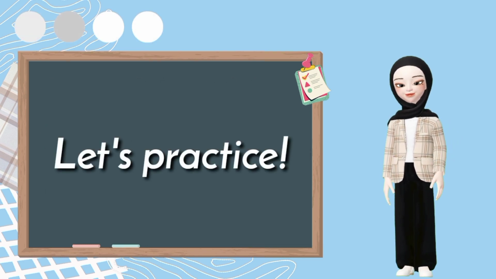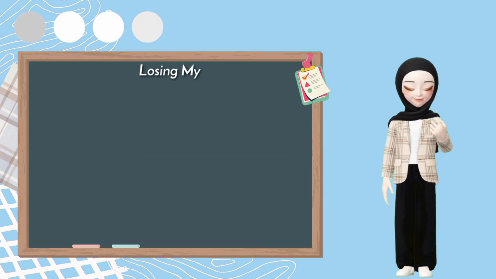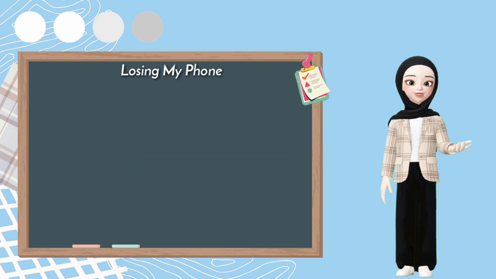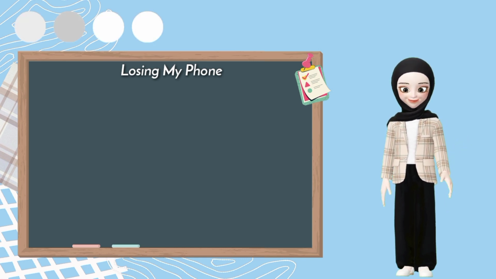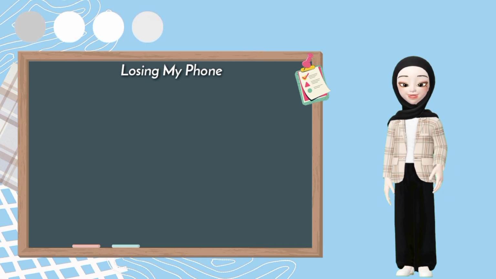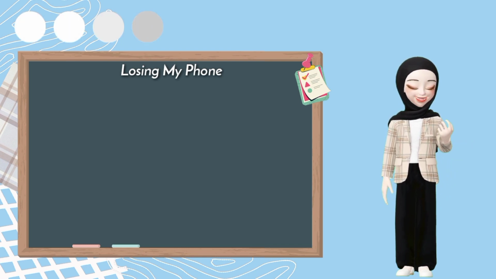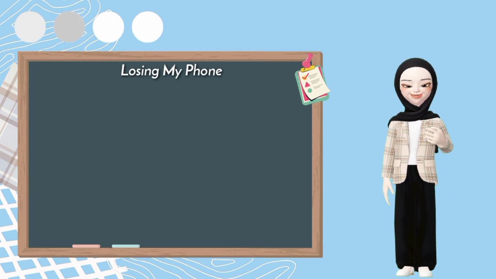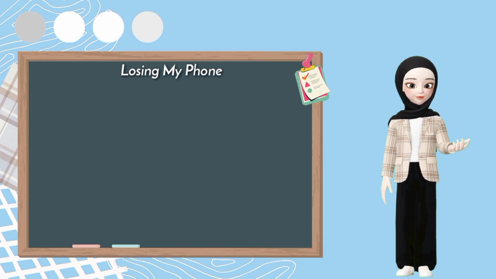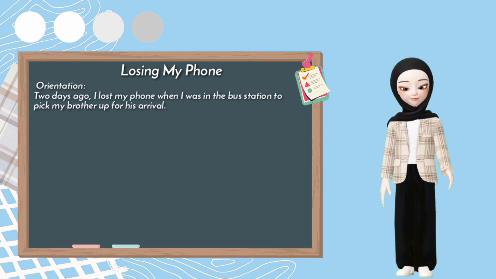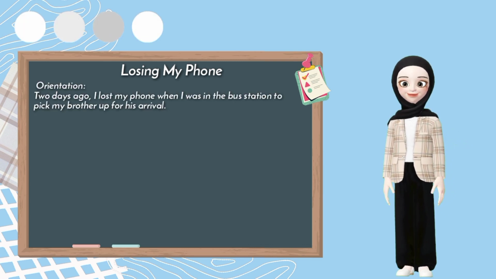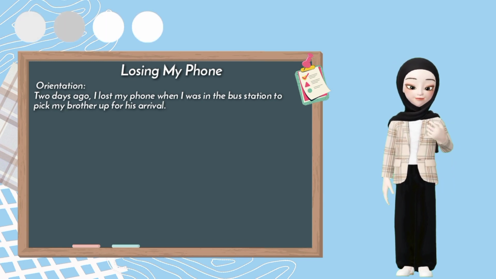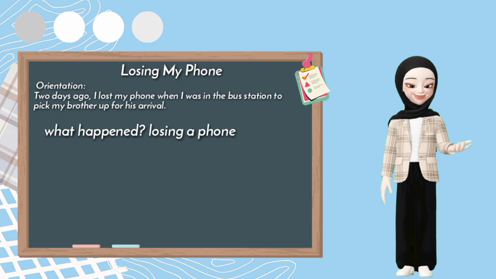Alright, let's practice to construct recount text. First, you should make the orientation. It means the introduction of the text. For example, I have a text with the title Losing My Phone. So, for the first step, you should tell who lost the phone, what and when it happened, and where the event took place. Let's see. Two days ago, I lost my phone when I was in the bus station to pick my brother up for his arrival. What happened? Losing a phone.